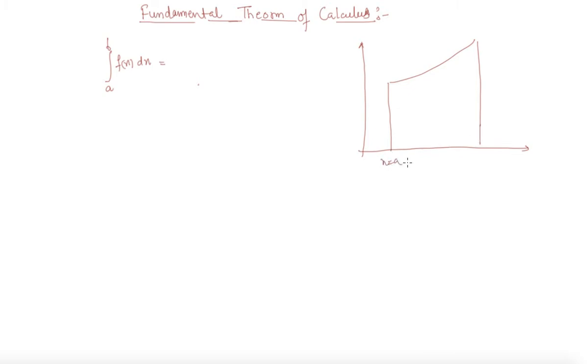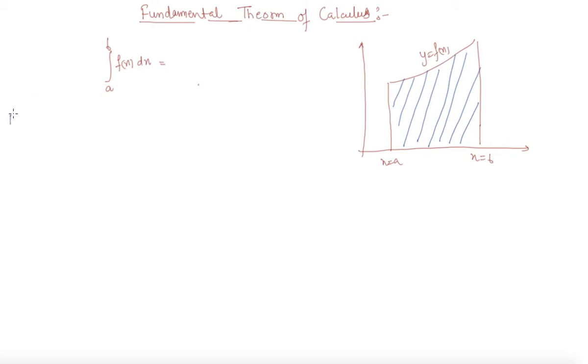So this is x equal to a and this is x equal to b and this is the curve y equal to f of x. So this area is being represented by the integral from a to b of f of x dx. Based on this definition, the two basic fundamental theorems have been given.